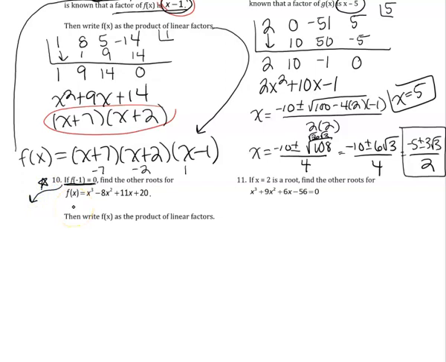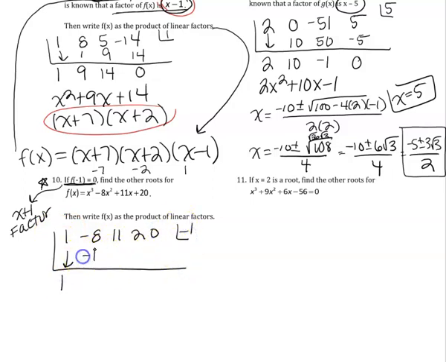If I tell you f of negative 1 equals 0, the 0 is representing a remainder. And think backwards. If negative 1 is the root, x plus 1 would be the factor. So I can use that negative 1, which is the root of x plus 1, to do my synthetic division. All right, I get 0, as I should. So this is x squared minus 9x plus 20.